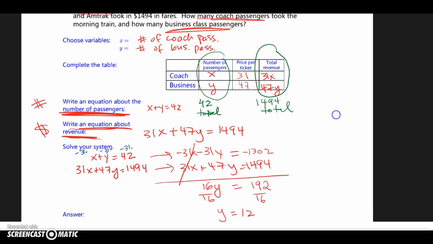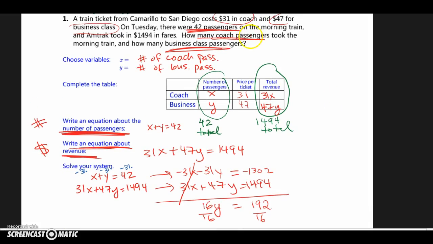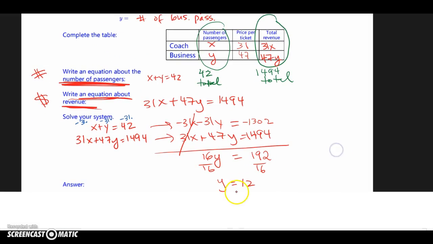Now I was supposed to answer two things: how many coach passengers and how many business class passengers. So I got one of them. I have to go get the other value for x as well. So I'm going to go back to the easier equation, x plus y equals 42. I'm going to plug this in, 12 for the y. And it looks like x is going to be 30.